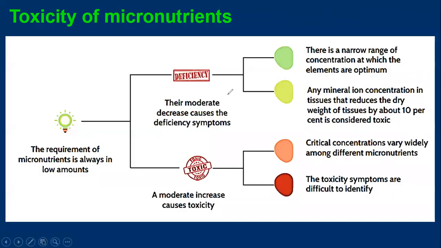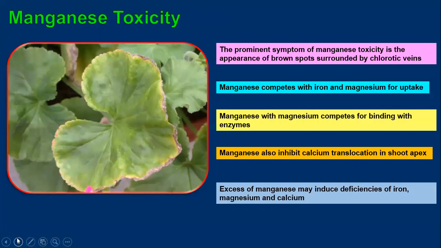So guys, suppose I'm taking an element A. If an element is supplied in low quantity, it would become deficient. If it is supplied in high quantity, it will have a toxic condition. So there has to be a concentration at which the elements are optimum. Clear? And for that, we observe the condition of critical concentration. One of the very prominent toxic conditions is manganese.